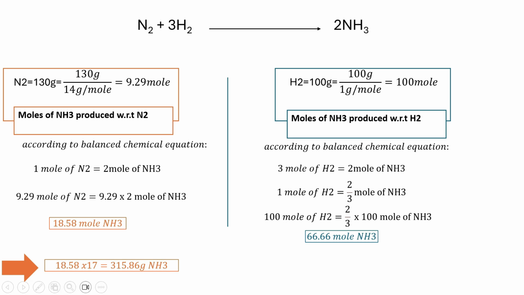So here you can see the amount of ammonia produced by nitrogen is 18.58, which is way less than what is produced by hydrogen. This means it is the nitrogen that would be consumed earlier in a reaction. So this is going to be the limiting reactant. We have identified the limiting reactant, which is nitrogen, and we have also calculated the amount of ammonia produced in this reaction, and that is 18.58 moles of ammonia. Since nitrogen was a limiting reactant, this means some of the hydrogen would be left after the reaction. Let's calculate how much is the amount of hydrogen left after the reaction.